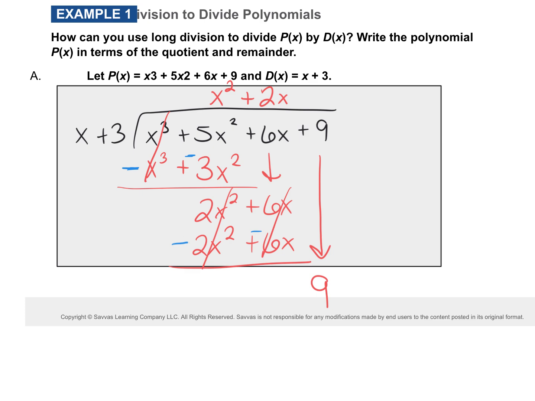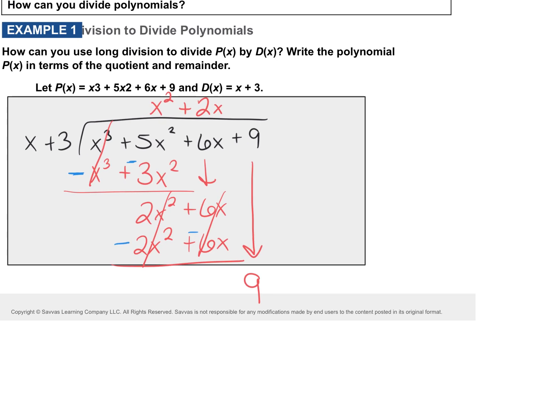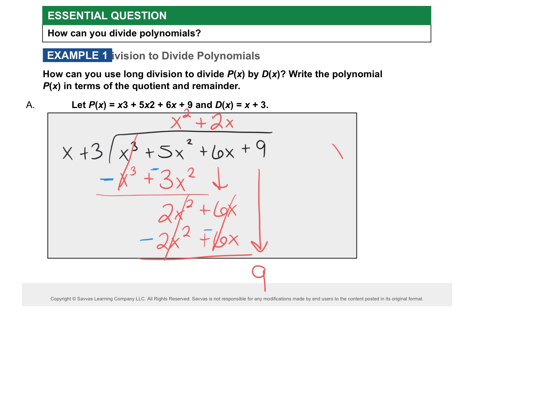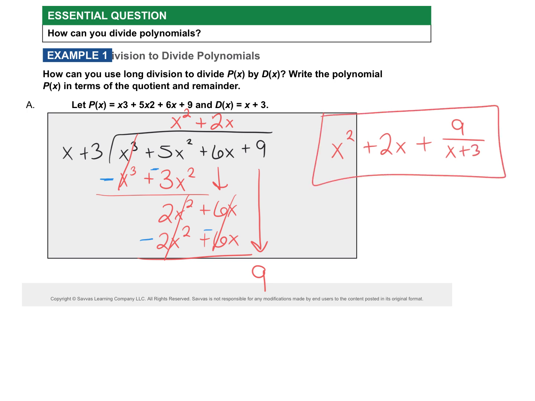How do I write my answer then if that's my remainder? x squared plus 2x and then 9 over x plus 3. Make sure you have an addition sign in between those. So we have x squared plus 2x plus 9 over x plus 3. Because I always have to bring that original thing back.